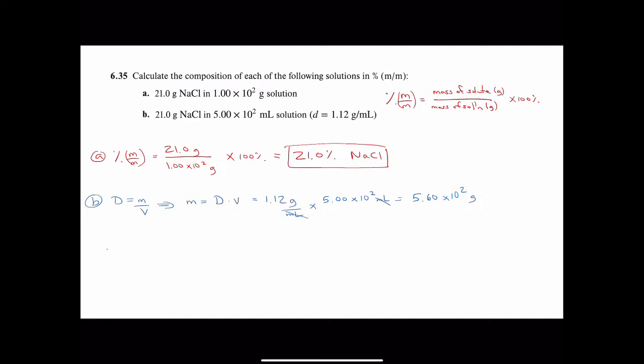So now we can just use our formula that we have on the top right of the slide. Percent mass over mass is going to be equal to the mass of the solute, our 21.0 grams of sodium chloride. We've gone ahead and calculated the mass of the solution, which is 5.60 times 10 to the power of 2 grams. We multiply that by 100%. And when you punch that in your calculator, you should have 3 sig figs in your final answer, and it should be 3.75% sodium chloride. So that gives you a little bit of practice on calculating percent mass over mass.